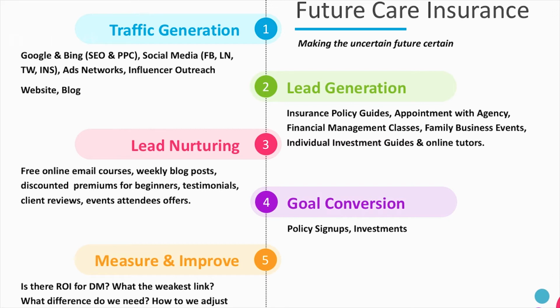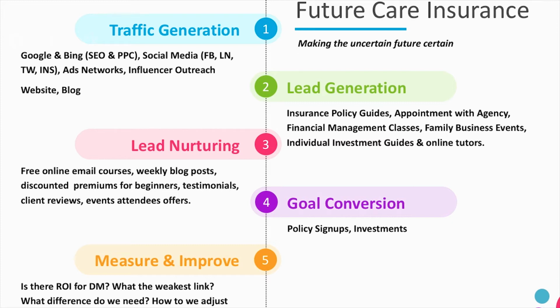So that's traffic generation. Then number 2 is lead generation. So here we are going to give them lead magnets. We are going to exchange website visitors' contacts for insurance policy guides. How do you choose which policy works for you or doesn't work for you? What are the merits of this one and that one? So kind of assisting them to make a good choice that's going to work for them.